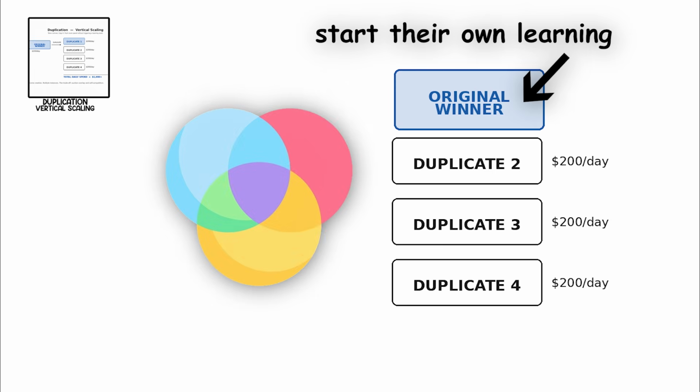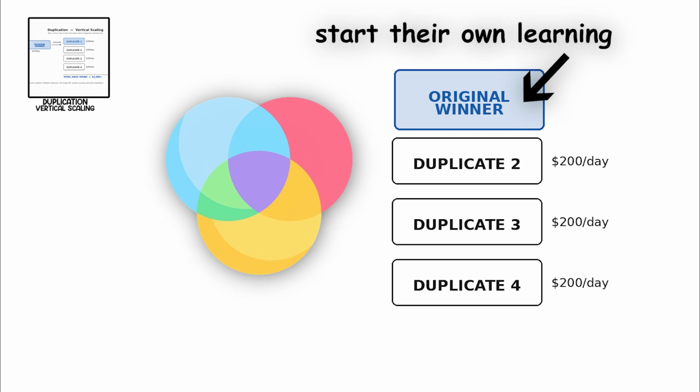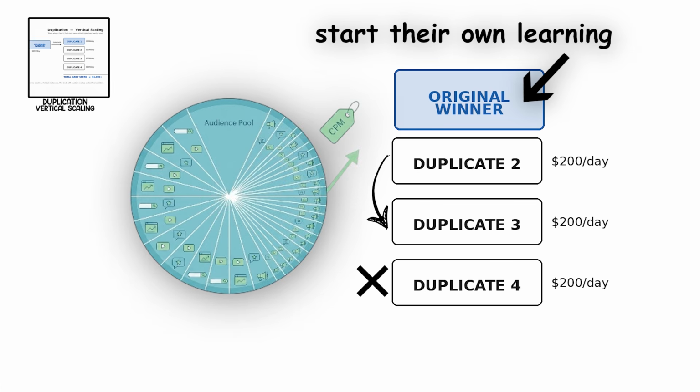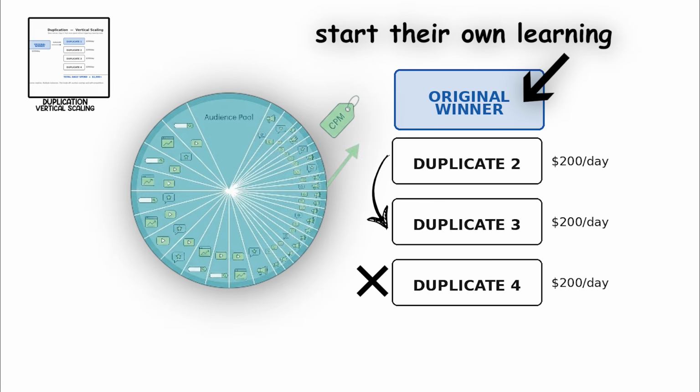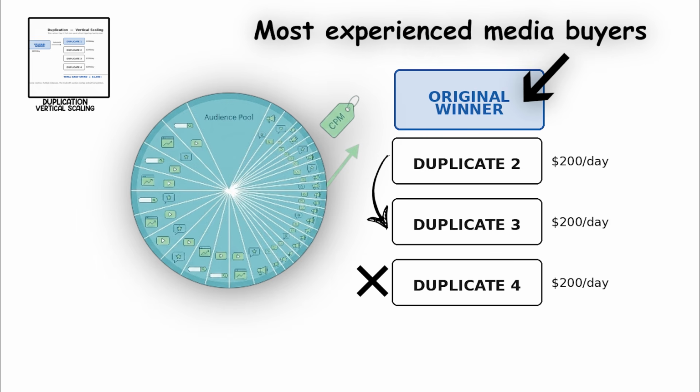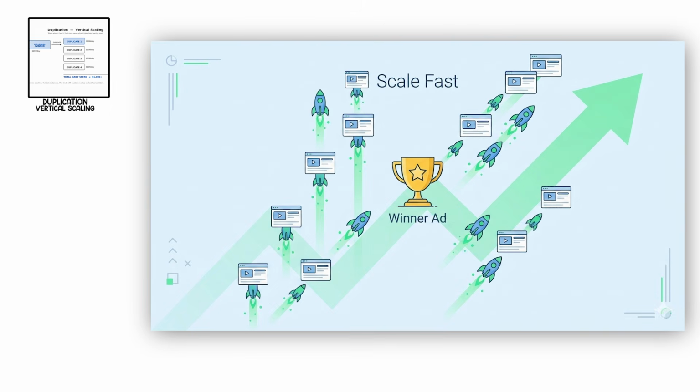The downside is auction overlap. You're competing against yourself. Sometimes one duplicate eats another duplicate's lunch. Sometimes the new ones never stabilize, and there's a ceiling. Past a certain point, you're just splitting the same audience pool into smaller slices, and CPMs climb. Most experienced media buyers use duplication as one of several scaling tools, not the only one, but for accounts where you've got one clear winner and you need to scale fast without breaking it, duplication is still in the playbook.